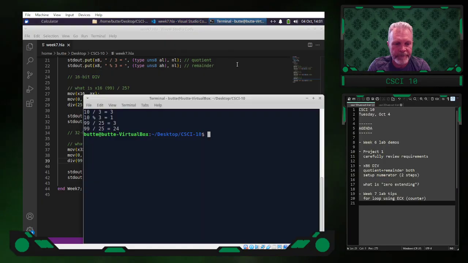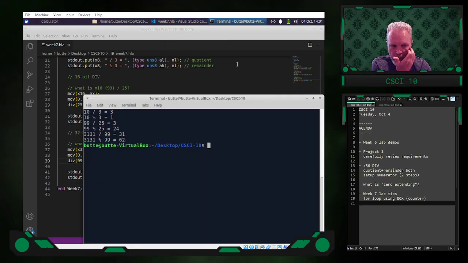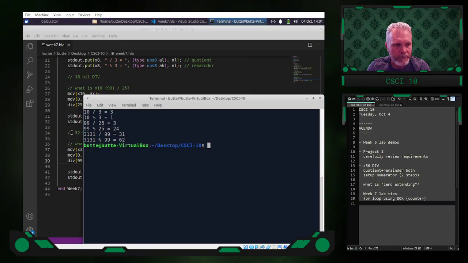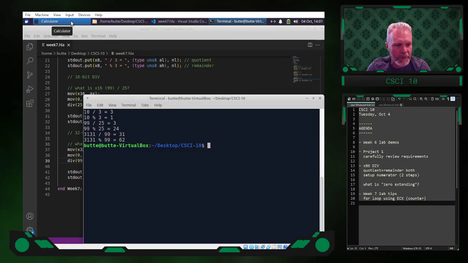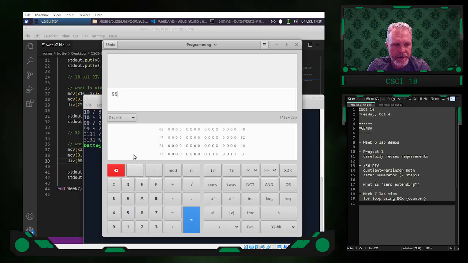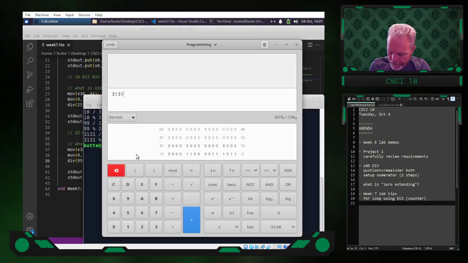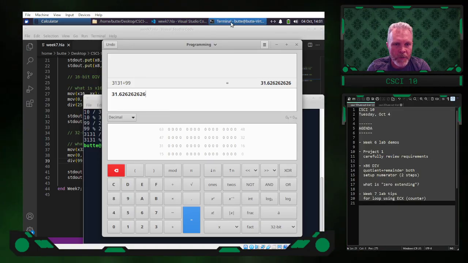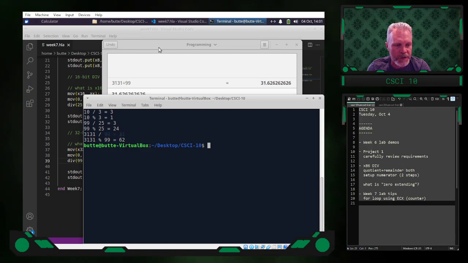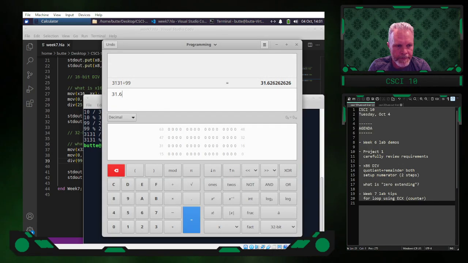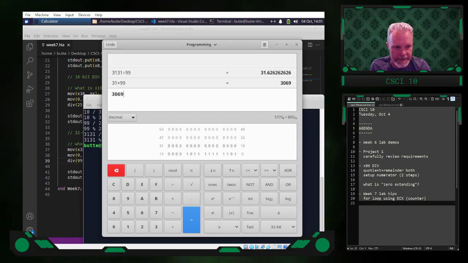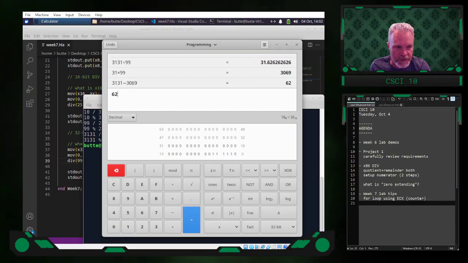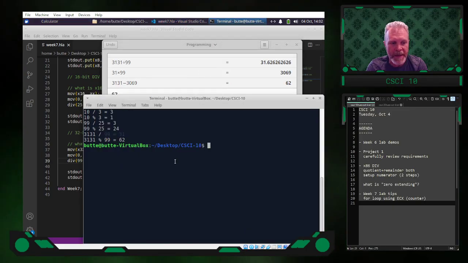Now, I don't know what the result's going to be for those, so we'll just trust that those are probably correct. I could use the calculator to confirm it. Yeah, I'm feeling pretty confident about that, although let's do it. 131 divided by 99 is 31 and some change. So there's the 31 and no doubt the change. So 31 times 99. Yep, so 3131 minus 3069 should be 62. All right, so there's confirmation that our math is in fact working.